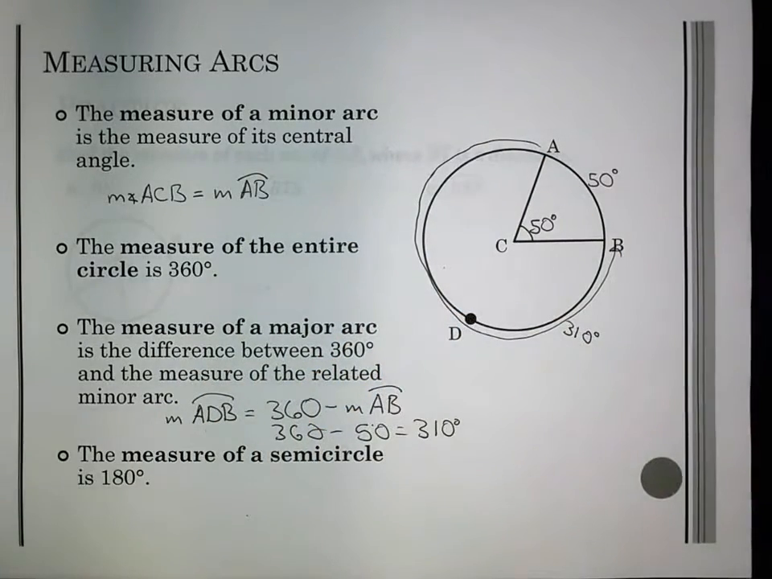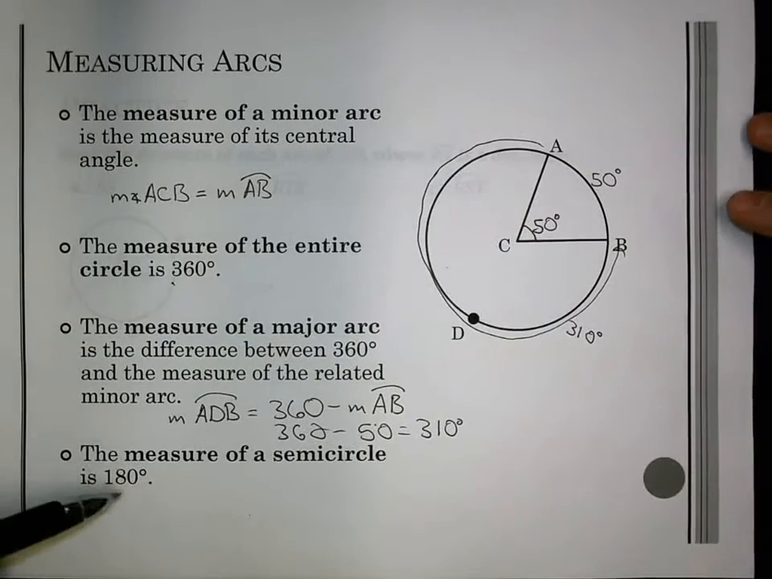Last one we mentioned there, the measure of a semicircle is 180 degrees. A diameter is what forms a semicircle. That's half a circle. If a full circle is 360, then half of it would be 180.